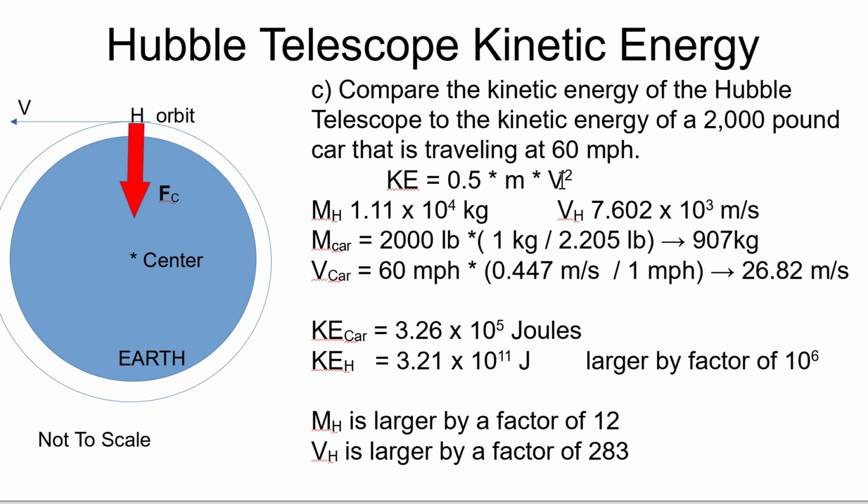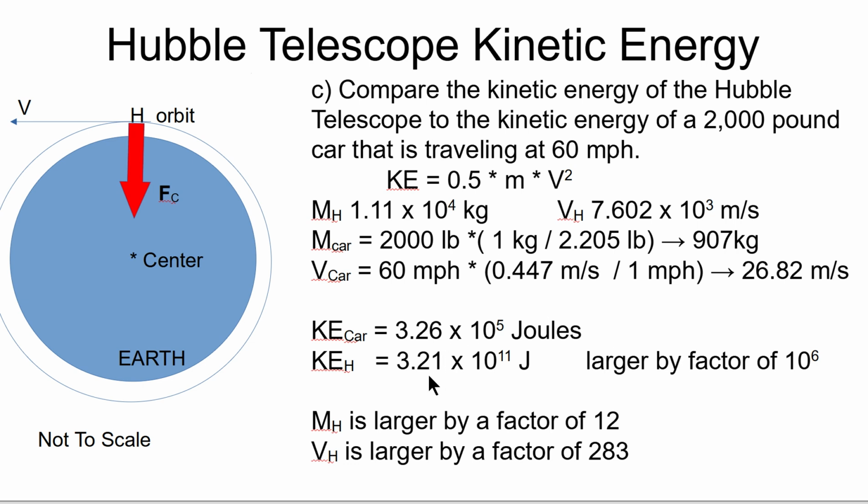So doing 1/2 mv squared for both of these objects, first the Hubble telescope and then the car, or first the car and then the Hubble telescope, I found 3.26 times 10 to the 5th joules. That's 326,000 joules. Sounds like a lot of energy. But look at the Hubble calculation. 3.2 times 10 to the 11th joules. This is 321 billion joules. It's larger by a factor of 1,000,000 compared to the car kinetic energy.